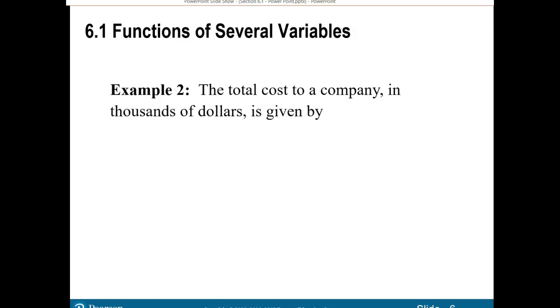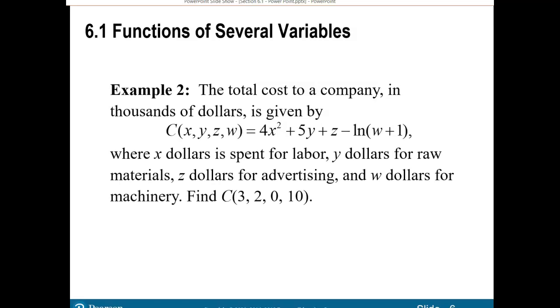The total cost to a company in thousands of dollars is given by c(x, y, z, w) equals 4x squared plus 5y plus z minus natural log of (w plus 1). So this time we have a function of four variables. Okay, so where x dollars is spent for labor, y dollars for raw materials, z dollars for advertising, and w dollars for machinery. Find c(3, 2, 0, 10). So here 3 is going to get plugged in for x, 2 for y, 0 for z, and 10 for w.